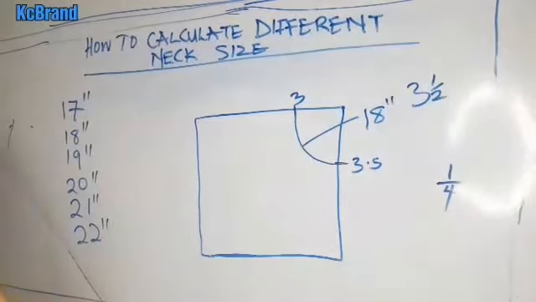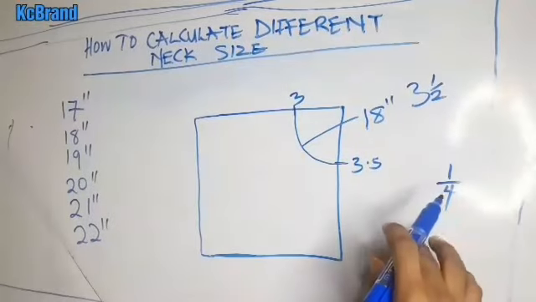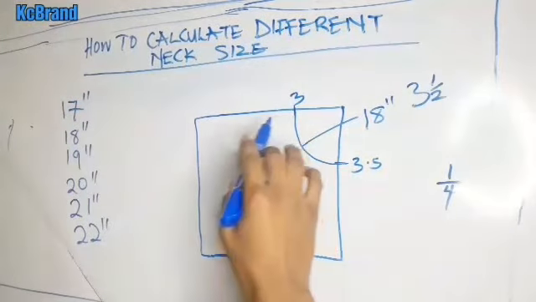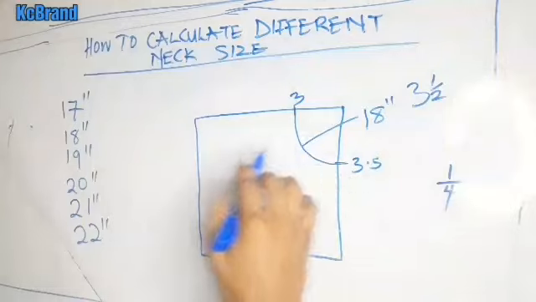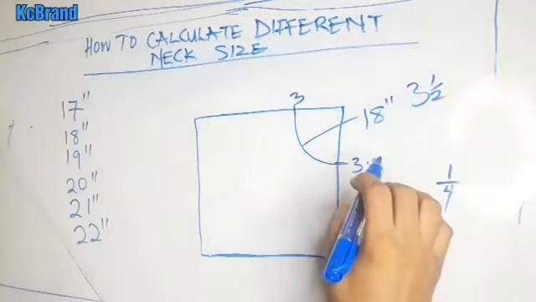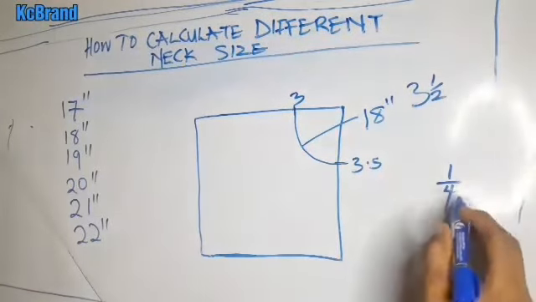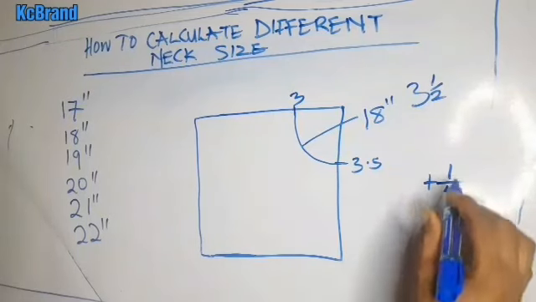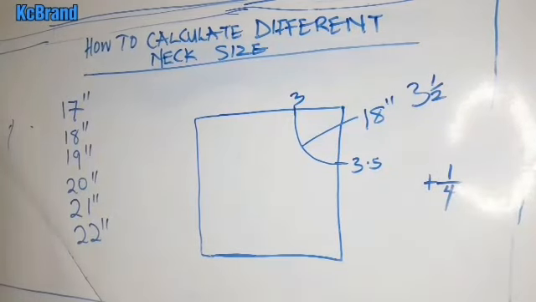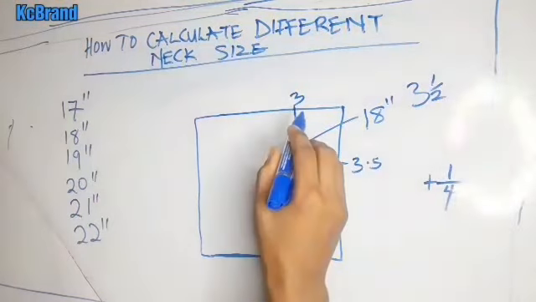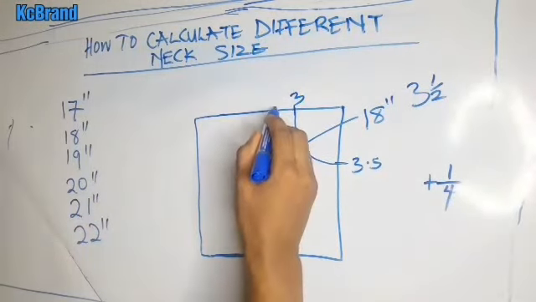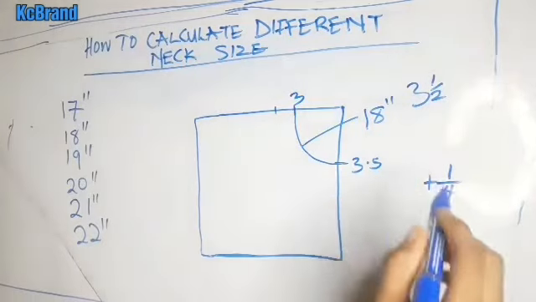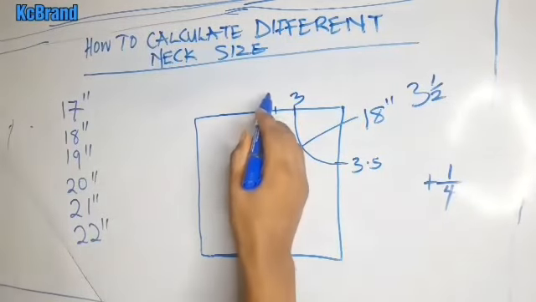Like I said, since we want to go to a neck of 19 inches, we are just going to add 1/4 to our measurement. So what does that tell us? That tells us that for this part, now that we are working with a neck of 19 inches, we'll be having what?